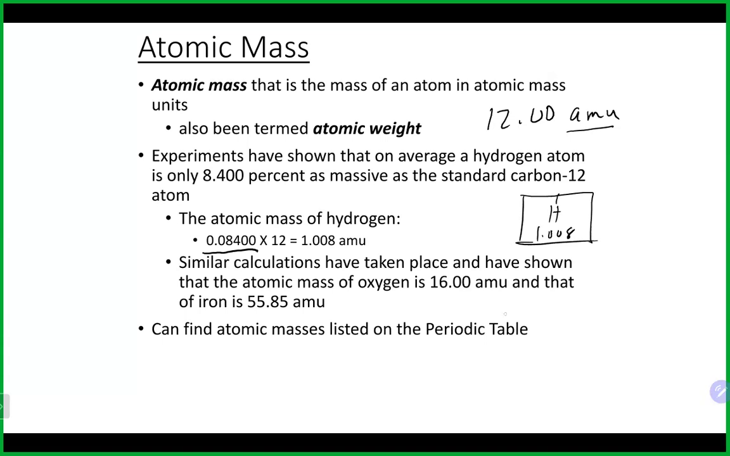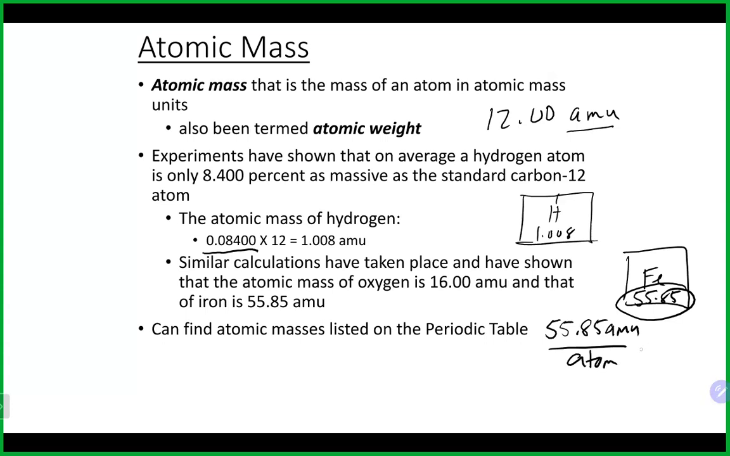So for example, if you look at iron, you will see 55.85, and you could pull that number off and use it as a conversion factor. You could say there is 55.85 AMU per atom, and that is one way you could use it. You could also flip it around if you needed to. An atom would have 55.85 AMU.